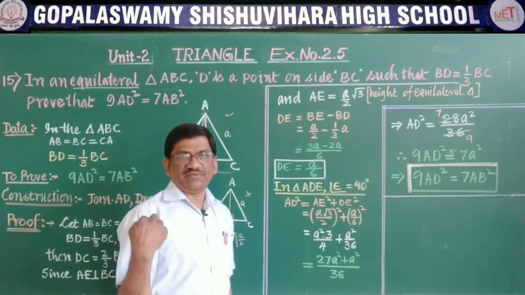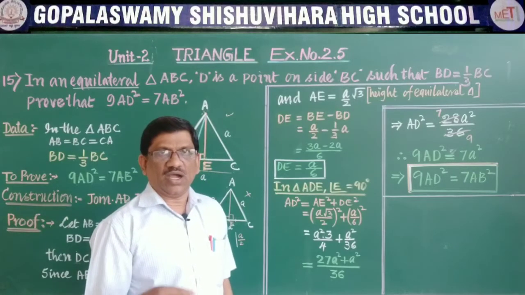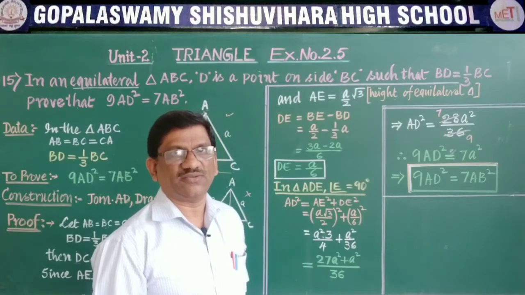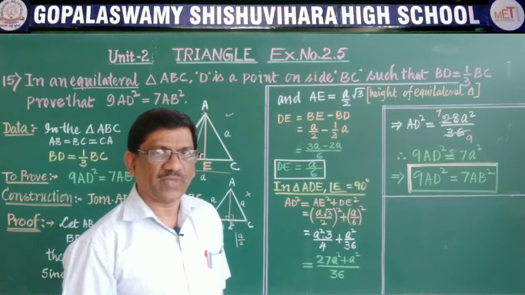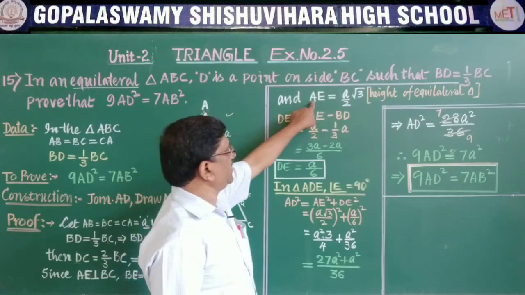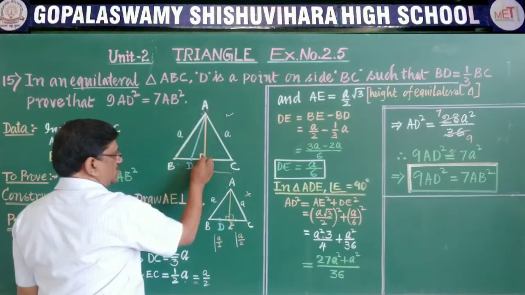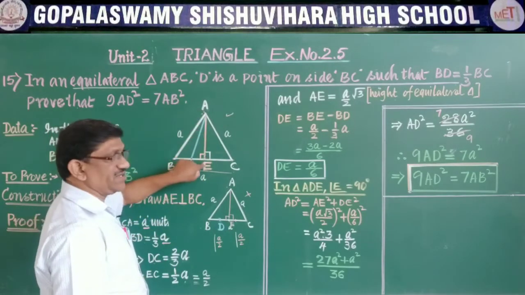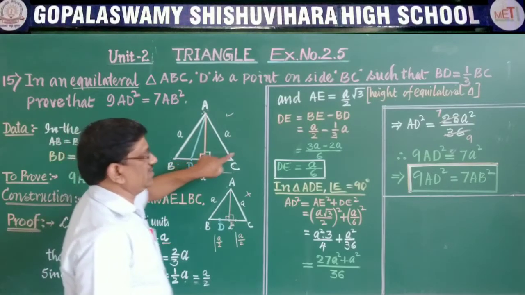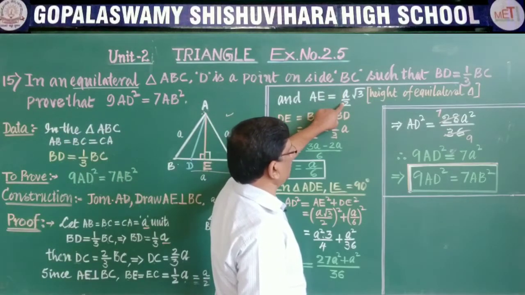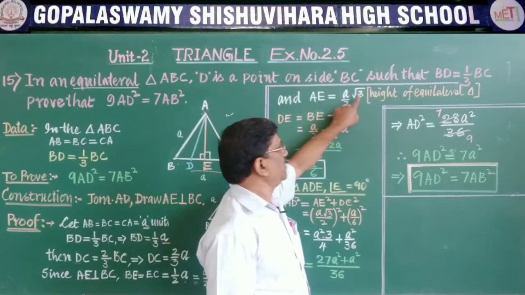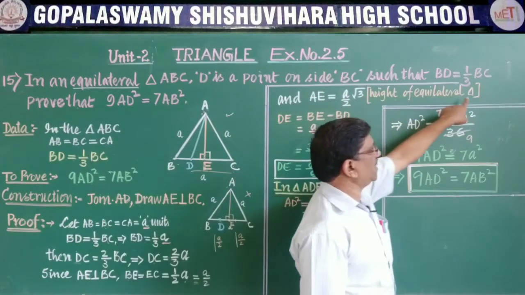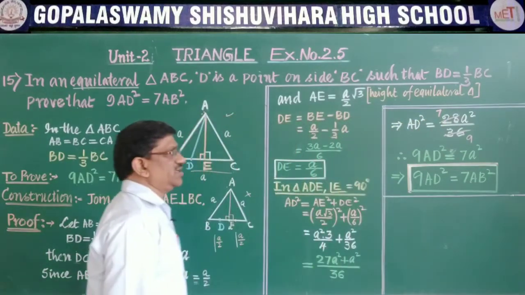Okay. So next, in the previous video you have seen how to find out the height of an equilateral triangle. You have also seen what the height of an equilateral triangle is. So by using that, AE, that means the perpendicular or altitude or height of the equilateral triangle, is equal to A by 2 into root 3. That is nothing but the height of an equilateral triangle.